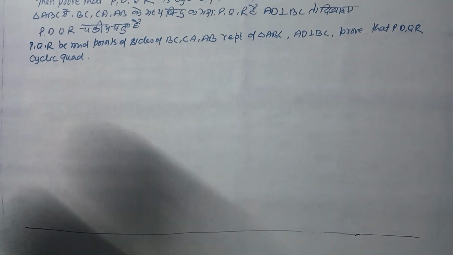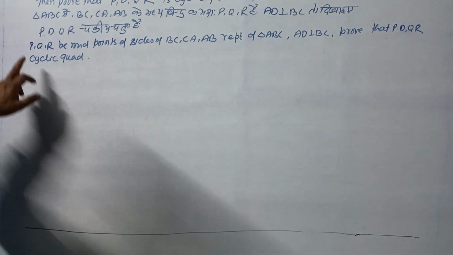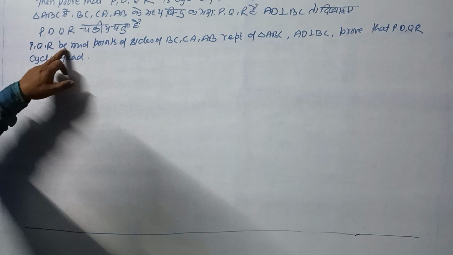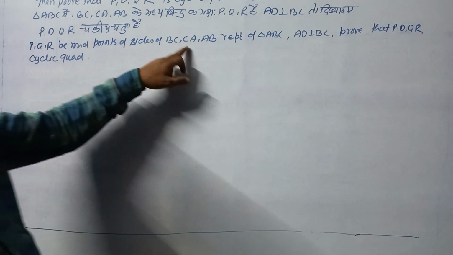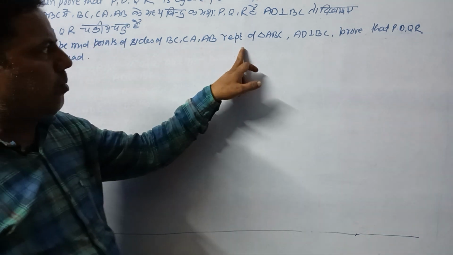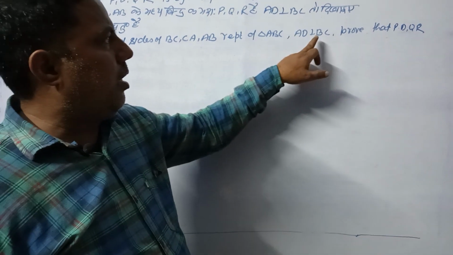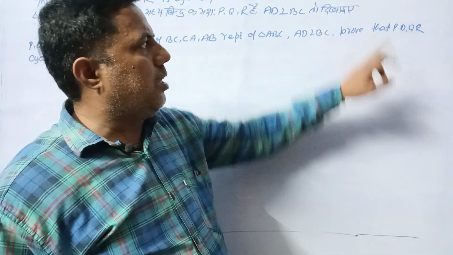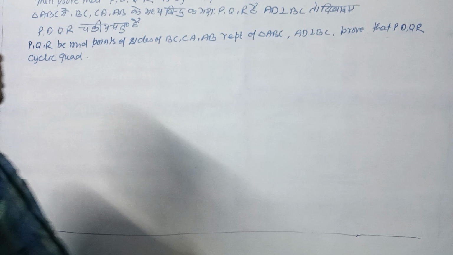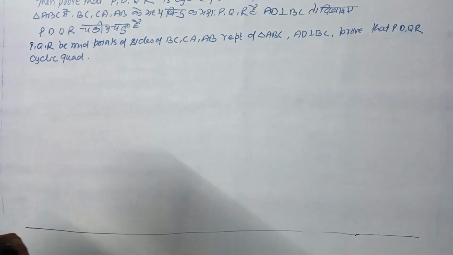Welcome back to problem of the circle. We need to do PQR with the midpoint of side BC, AB is given of triangle ABC, AD perpendicular to BC. Prove that PDQR is a cyclic quadrilateral.